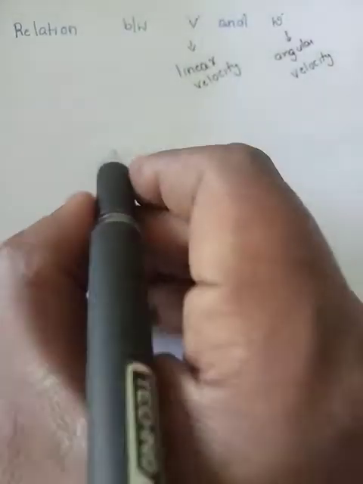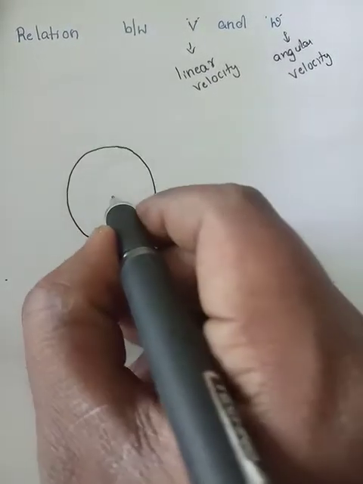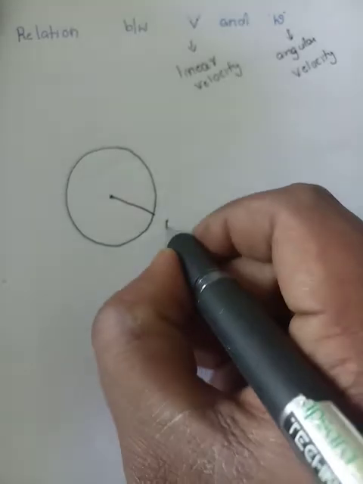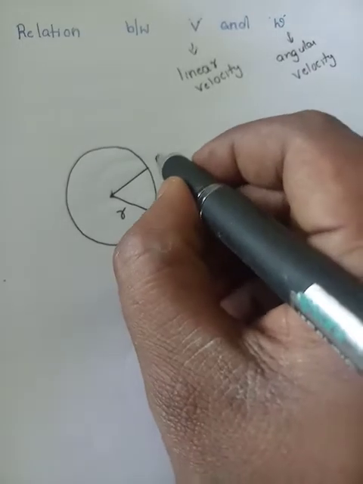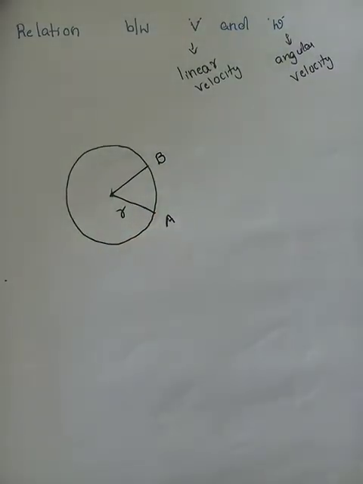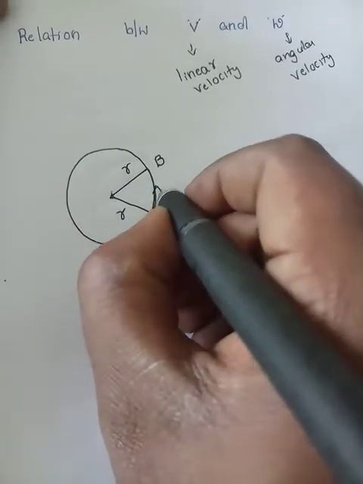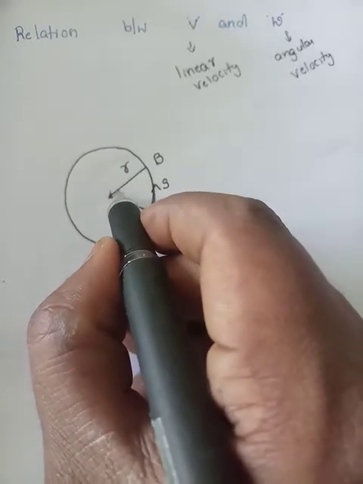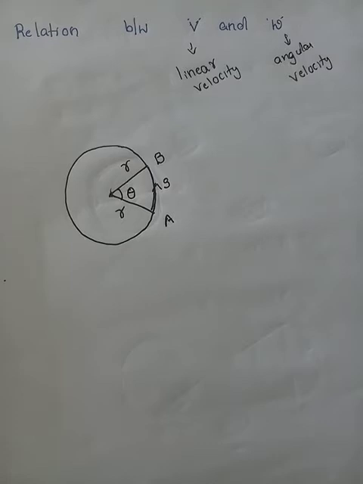So let us take, as usual, a circular path. This is the center of the circle. Initially the particle is at point A, and as we know this is the radius, and after some time t it reaches point B. Is it right? Now, the displacement of the particle is what? As we know, this is also r. We already said that the angle subtended by the radius vector in a small time t is called angular displacement. The particle is moving with angular velocity omega.